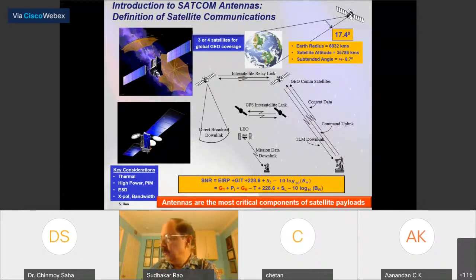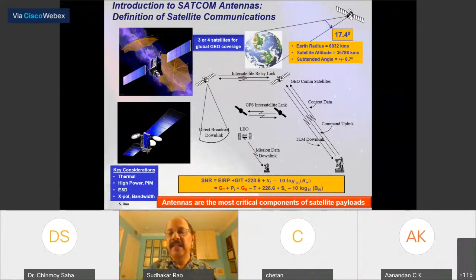So this is what a satellite is. A satellite is nothing but a relay in space, so its main purpose is to communicate between users on the ground, from ground to user, or ground to ground stations. So the basic purpose is to provide communications on the ground.